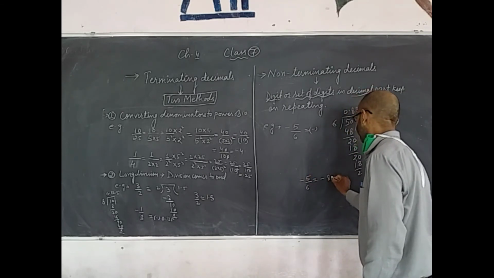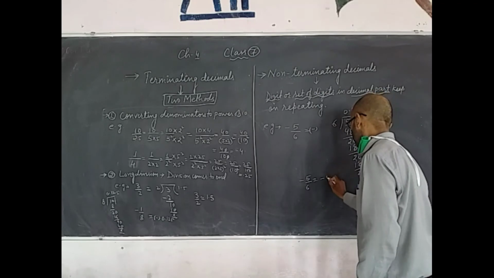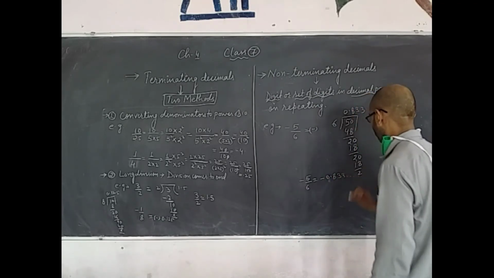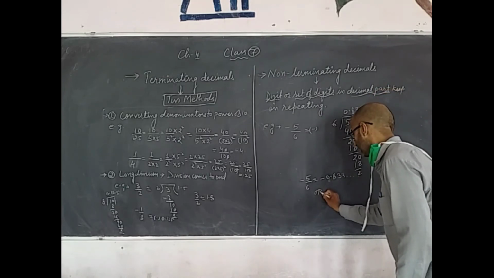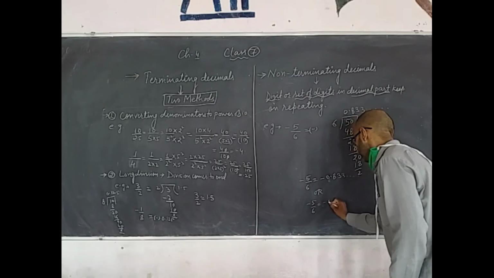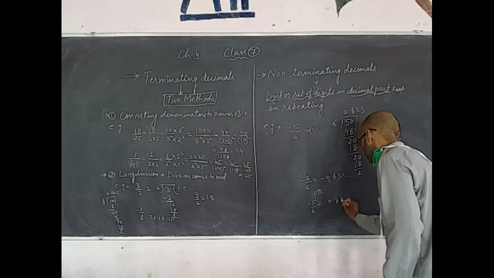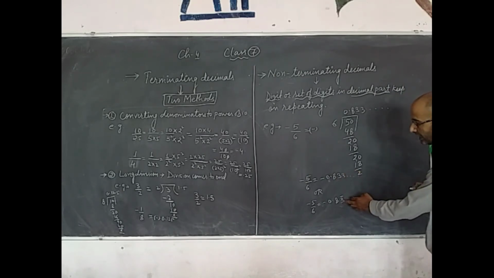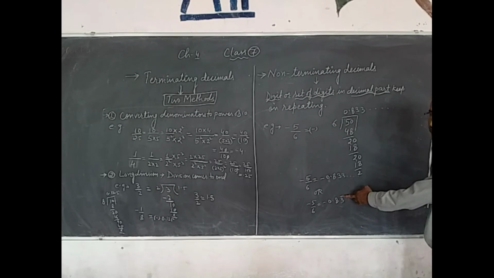Okay, so you can represent it in a short way. Minus 5 upon 6 is minus 0.833 dot, or you can say like this, minus 0.83 bar. Means if any digit or set of digits keeps on repeating, in short we can write a bar on that digit.